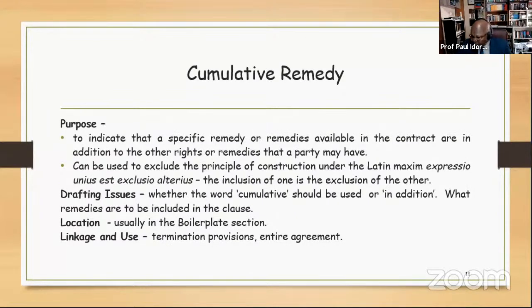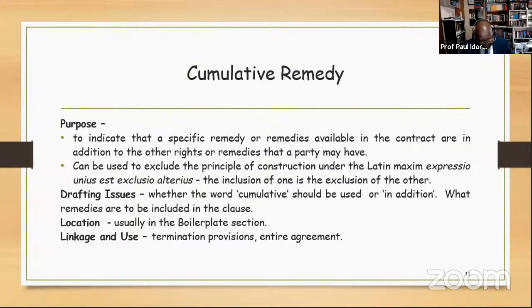Now, cumulative remedy. This is one device that I use a lot during my days in BPE. When you are drafting a contract, you can provide for remedies in that contract, but unless you have this cumulative remedy in your contract, it could be taken to mean that the only remedies available to the parties are those in that contract. So what this clause does is to say that in addition to the general remedies available under the law, these are the remedies in this contract.